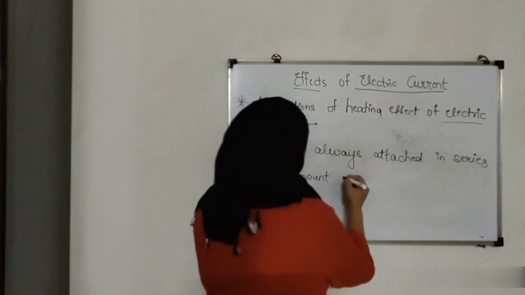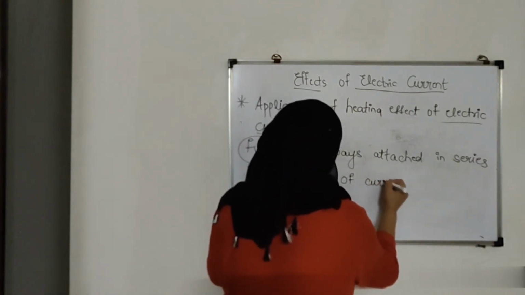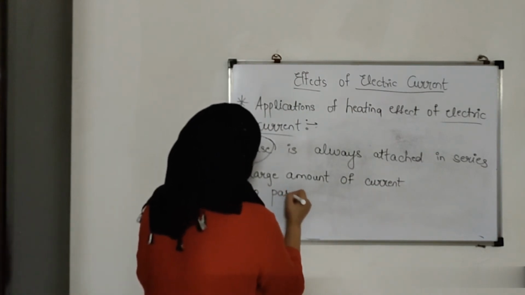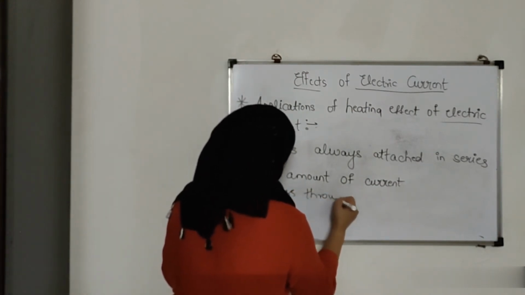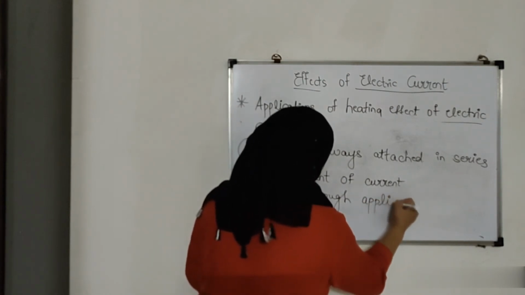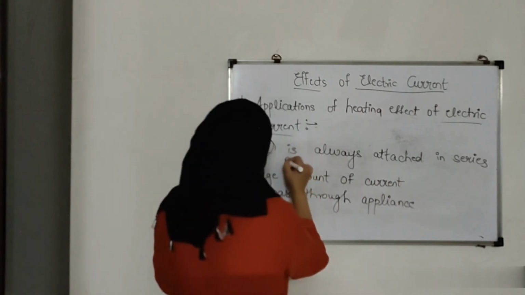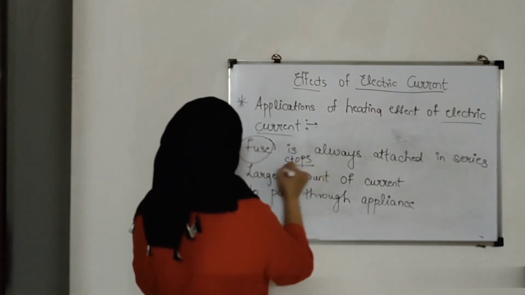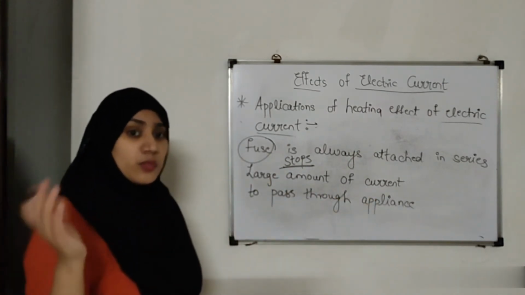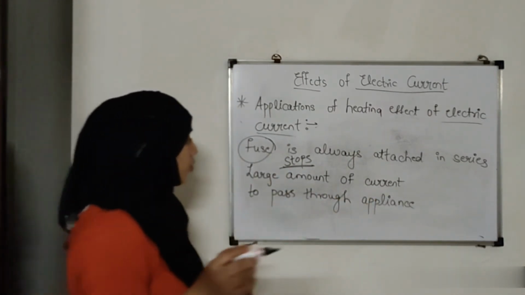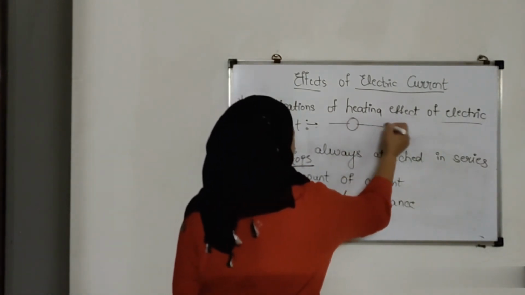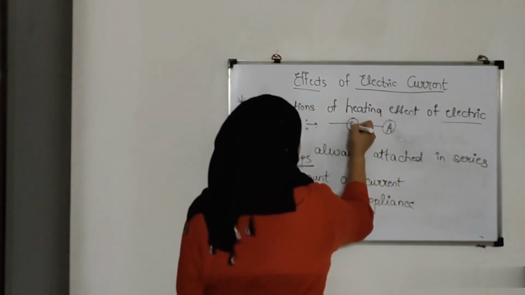Okay, a large amount of current to pass through the appliance. How does it do that? It stops, okay, we have to remember that. It stops a large amount of current, or current more than the specified value, from passing through the appliance. How is it going to do that? See, this is my fuse and this is my appliance.